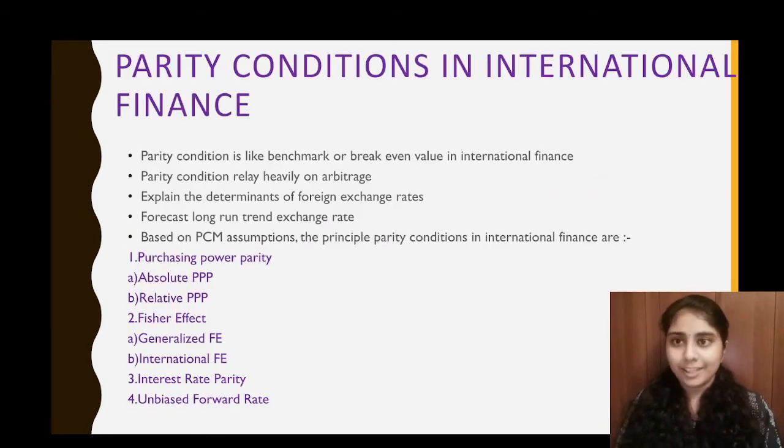So, parity condition in international finance. The word parity simply means equilibrium. So parity condition is like a benchmark or a break-even value in international finance. This parity condition relies heavily on arbitrage. So what is arbitrage? Arbitrage is when an investor makes profit out of simultaneous buying and selling of the same commodity in two different markets.